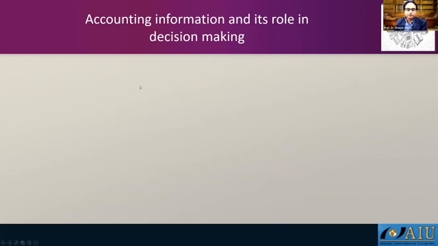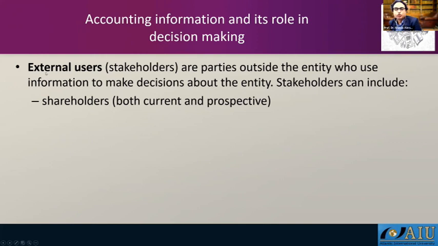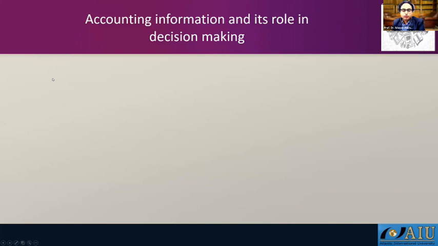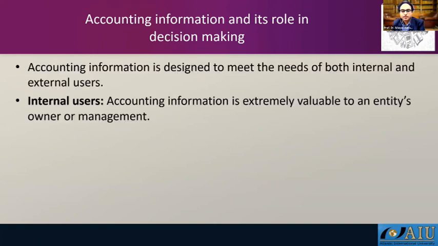Okay, so accounting information and its role in decision making. First of all, let me tell you who the internal users are. Like I told you before, this accounting information is meant to be prepared for two types of people: internal users and external users. So first, who are the internal users, and why is accounting information important for them? Ricardo, could you please make a click?